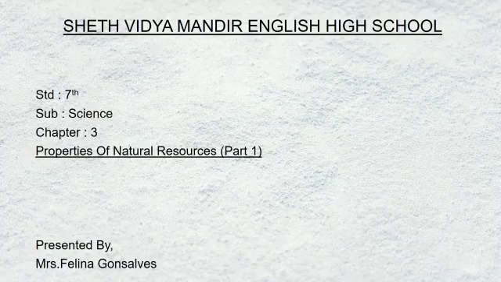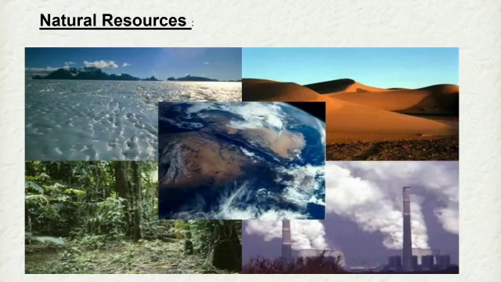Today we are going to learn Chapter 3 of Science for Standard 7. The topic is Properties of Natural Resources, under which we are going to study properties of air.